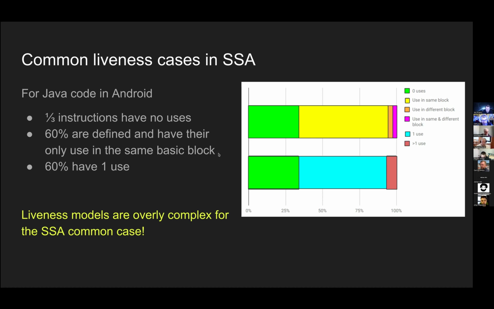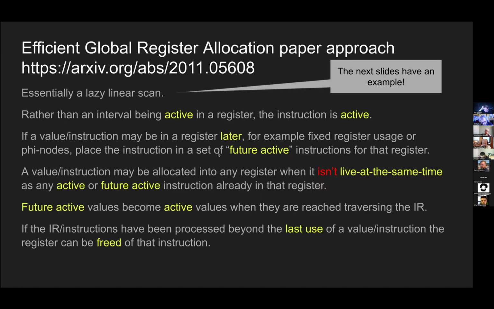And then the summary of this is that these liveness models we have are overly complex for the SSA common case. So for linear scan, you'd have an interval. The interval would be associated with an instruction. The interval would be saying, okay, I'm live in this region and I'm live in this region. So you've got a list of regions where regions are pairs of things. It's a lot of overhead. I've got an example coming up in the next slide.